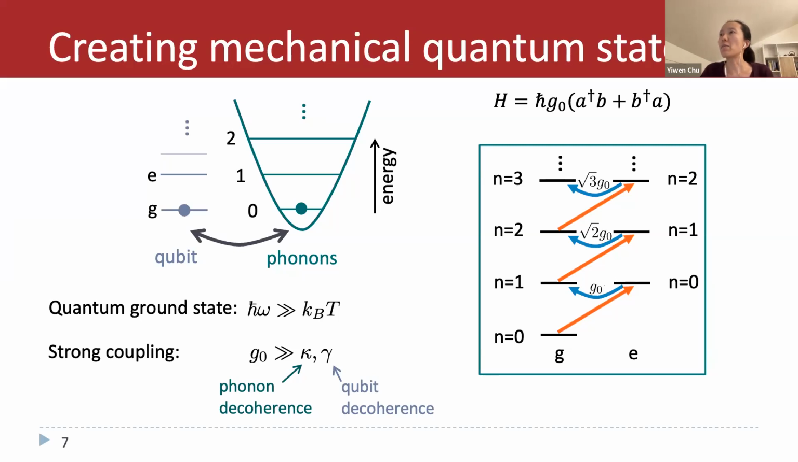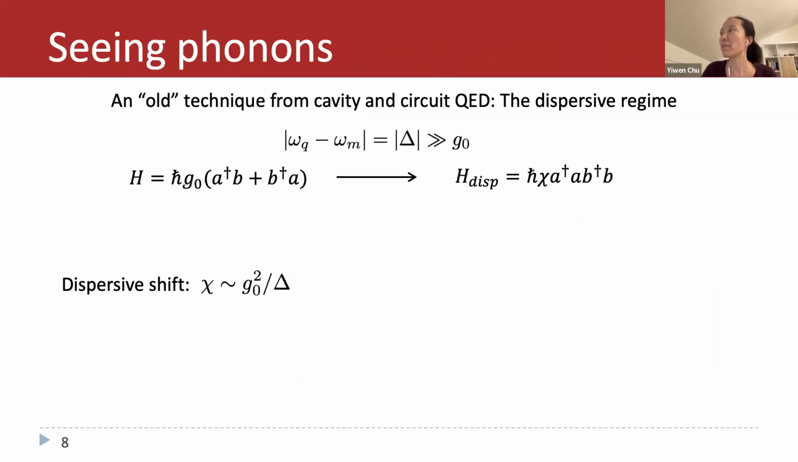Well, to do that, we're going to work in a slightly different regime, and this is a very well-known technique from cavity and circuit QED. And again, this is the idea that we're going to borrow some of these tools for quantum measurement and control from these other fields, which are very analogous. In this case, it's called the dispersive regime.